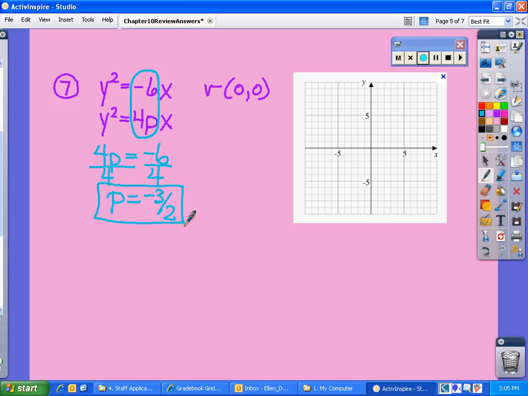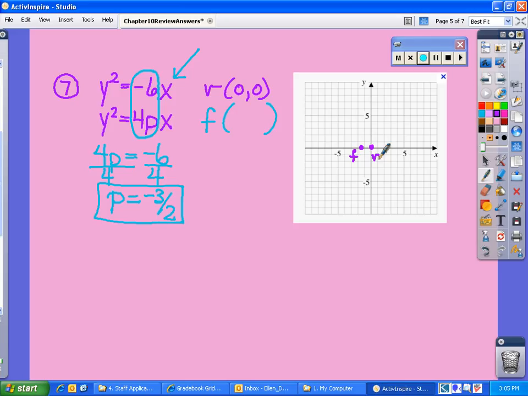Now, starting from there, we can get our focus. Because this equation is in x, we know that it is going to be opening right or left. Because our p-value is negative, it's going to open to the left. So let's start by putting in our vertex at 0, 0, and then we are going to go 3/2 in the negative direction, and that will be our focus. And we can label those with an F and a V.